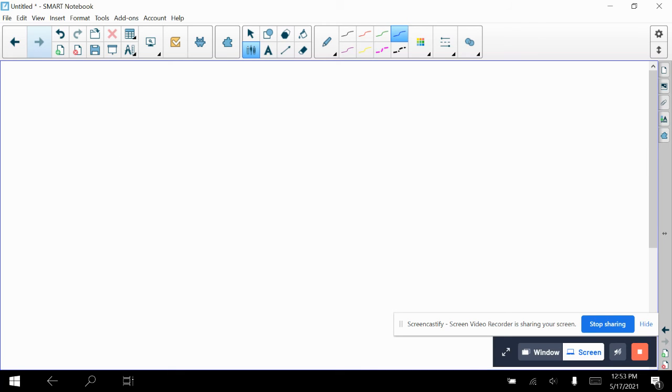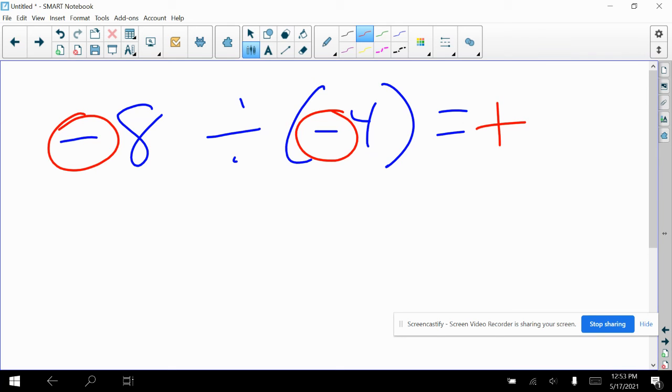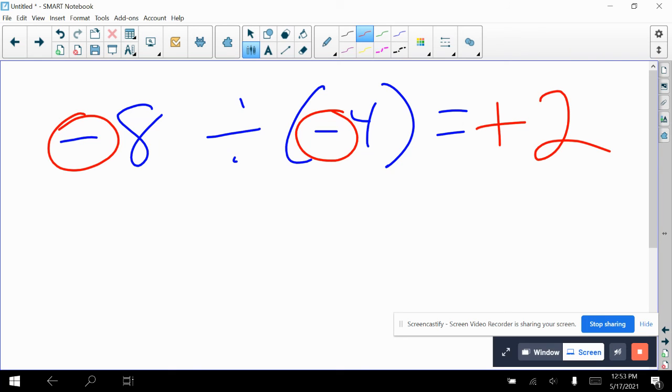Okay, and that also applies for division. No different. Okay, listen, I don't want to know the number. I don't want to know the answer. Is your answer going to be positive or negative here? It's going to be positive. Why? Because you have a negative number, and a negative number is going to yield you a positive answer. And then all you have to do, what's 8 divided by 4? Problem solved.